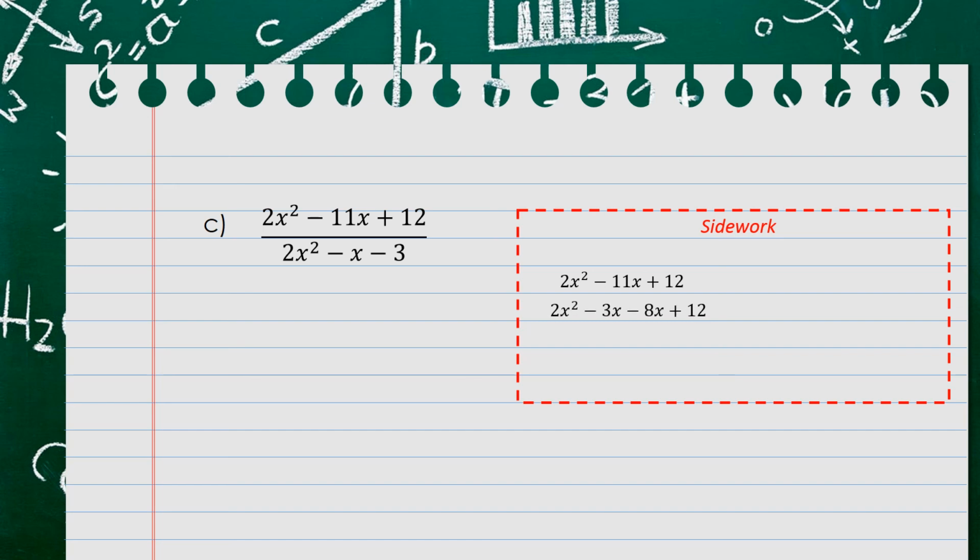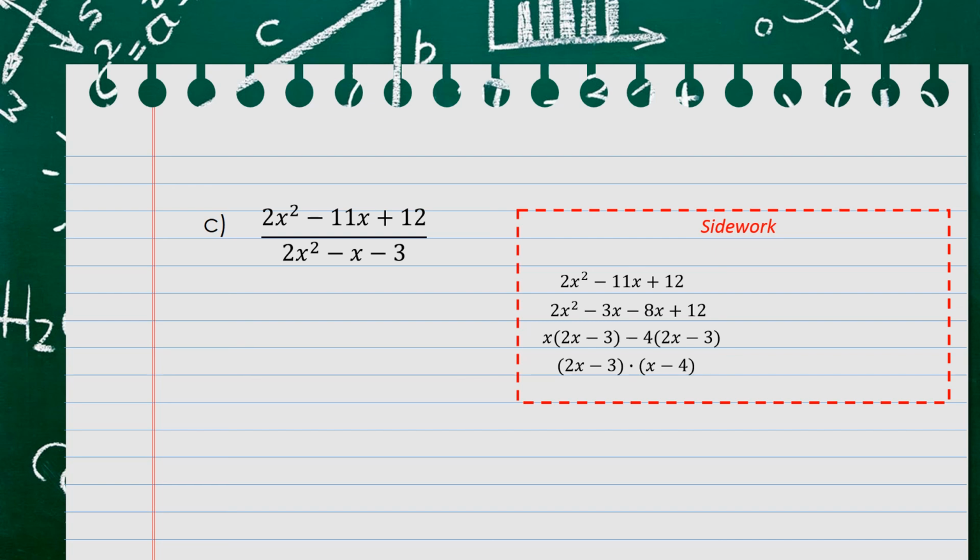which you should find to be 2x squared minus 3x minus 8x plus 12. Now that you have 4 terms, split it and do factor by grouping. And you should find x times 2x minus 3 minus 4 times 2x minus 3. And the GCF has just revealed itself, and so completely factored, you should get 2x minus 3 times x minus 4. Again, that is just your numerator.